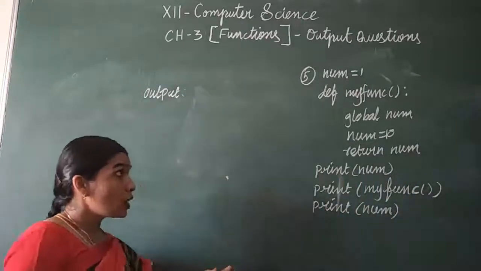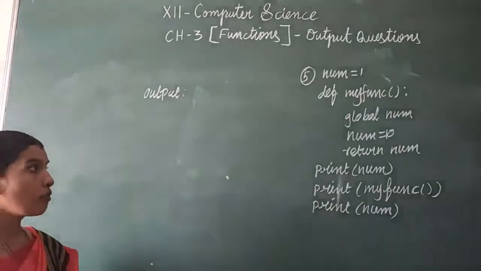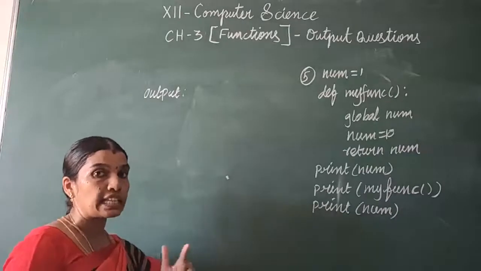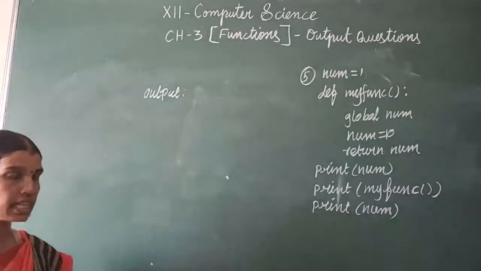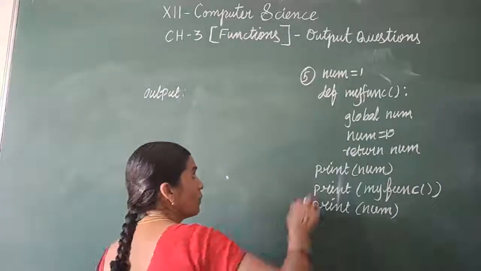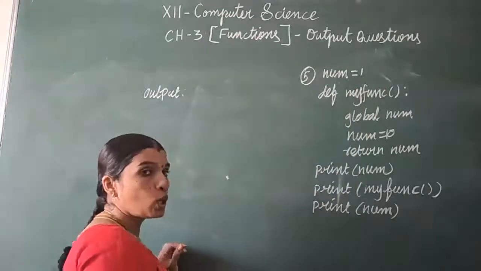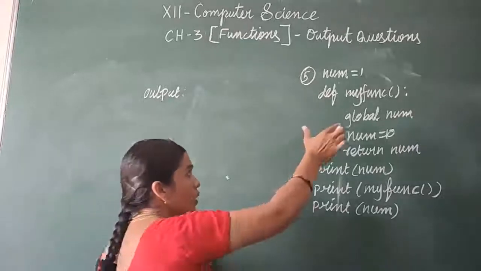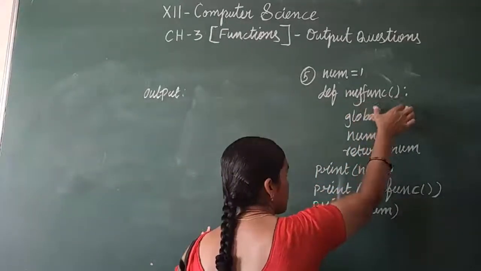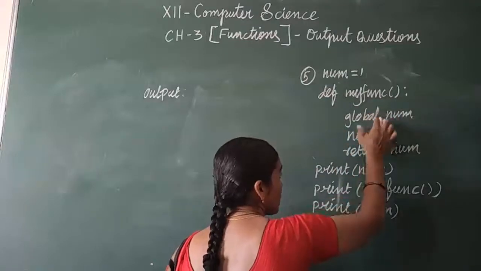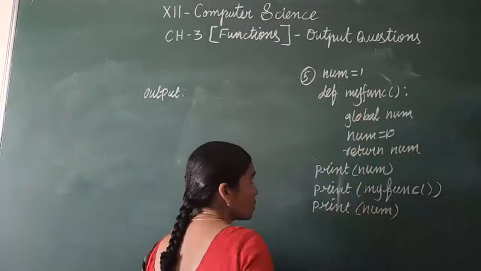here we modified the global variable value inside the function. See here, the num is equal to 1. The variable num is a global variable. This is the function header, that's the function. Inside the function, totally we are telling this is the function definition. So inside the function definition, 3 statements we use.